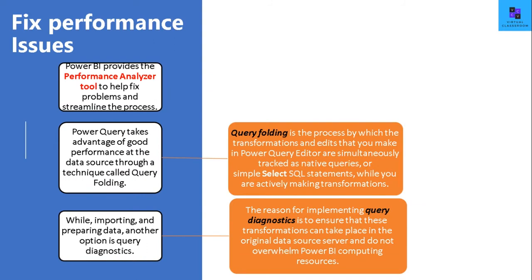Power BI has an inbuilt performance analyzer tool which will help you to analyze the problems and fix the issues. The first one is targeting the performance at the data source itself by a technique called query folding. What is query folding? It is a process by which the transformations and edits that you make at the Power Query editor are all combined together as a native query or a simple SELECT SQL statement while you are making the transformations. We'll understand more about query folding in the future slides.